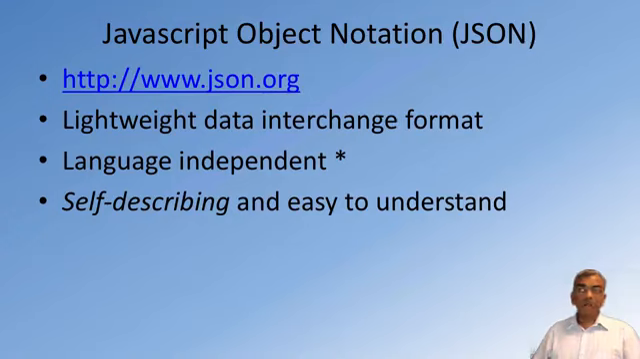The JavaScript Object Notation, or JSON, is a lightweight data interchange format. The reason the JSON data format is specifically of interest to us in this course is because the JavaScript Object Notation, as the name implies, very easily maps into a JavaScript object that you use within your JavaScript code. So converting a JavaScript object into JSON notation and vice versa is very straightforward. The JSON notation is what we call a self-describing and very easy to understand notation.